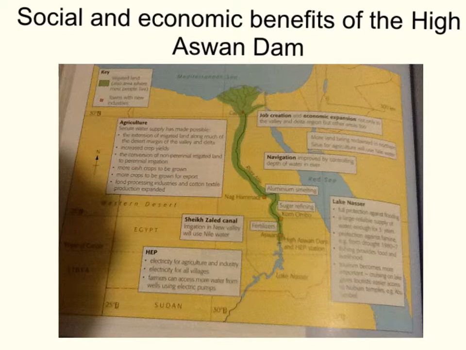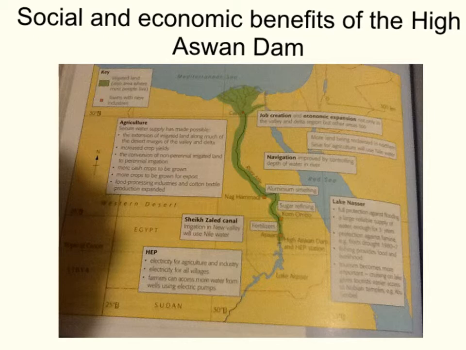The first section is agriculture. In terms of benefits which the dam has brought, through having a secure water supply, it has made the following possible: the extension of irrigated land across much of the desert margin of the valley and delta.